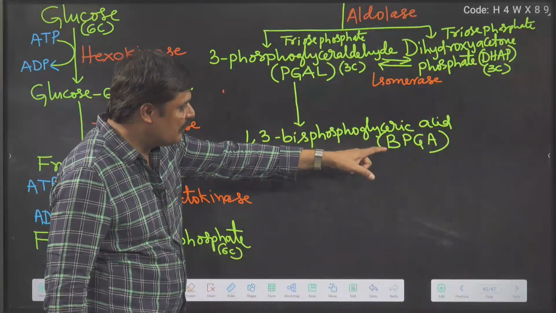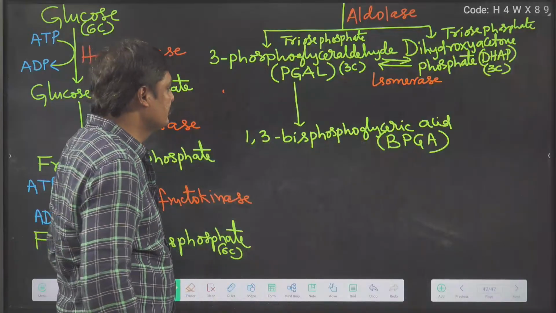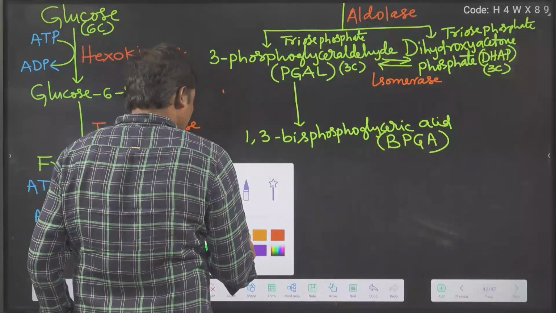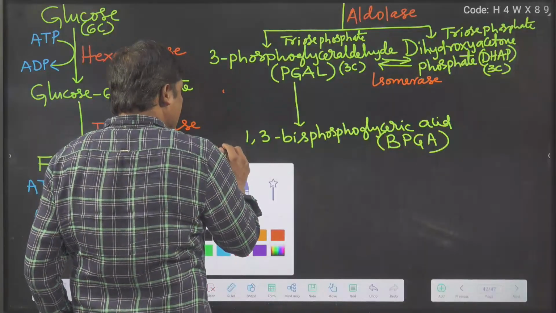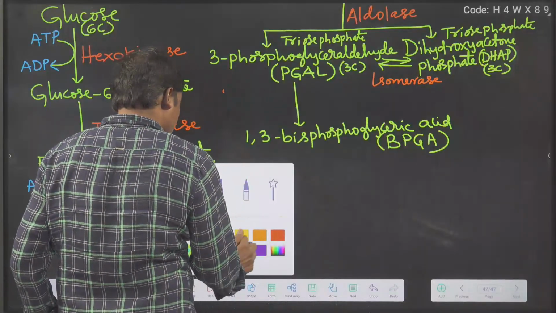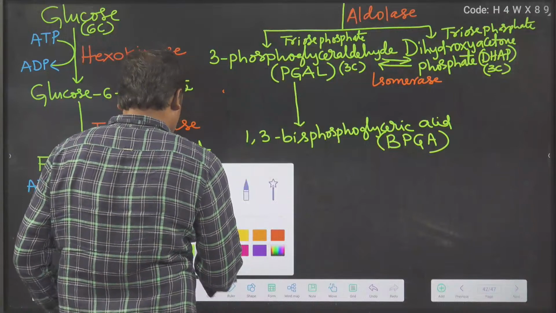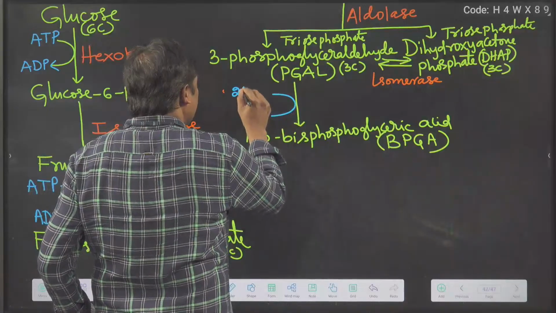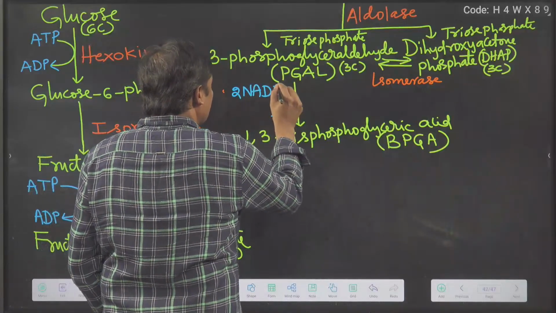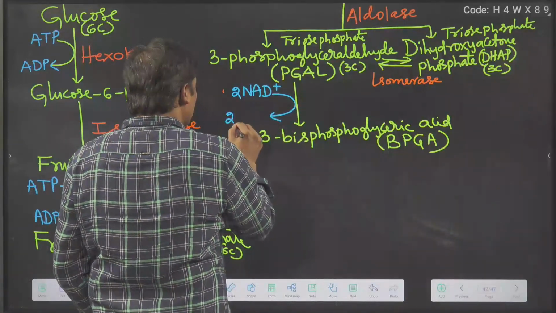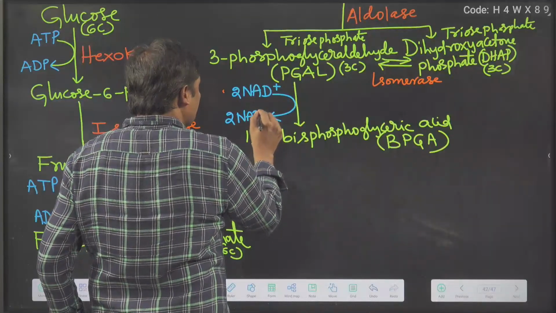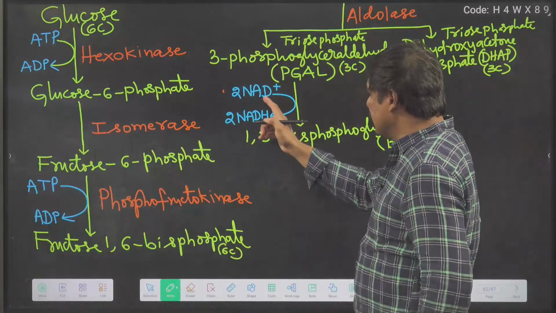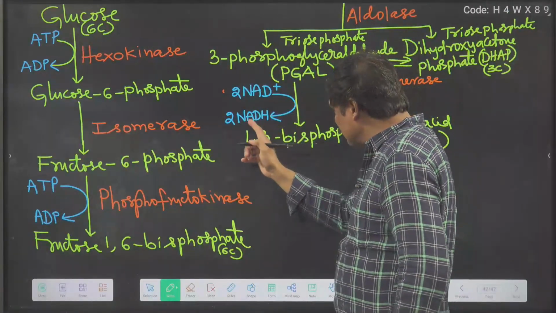1,3-bisphosphoglyceric acid. Here NAD plus becomes NADH. See, 2 NAD plus becomes 2 NADH. These are coenzymes. Coenzyme NAD plus is reduced into NADH.